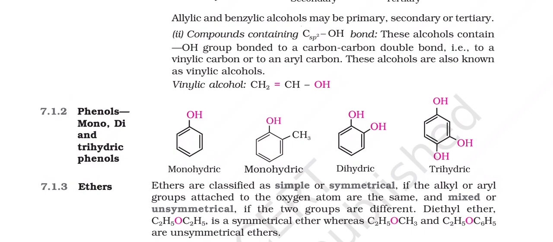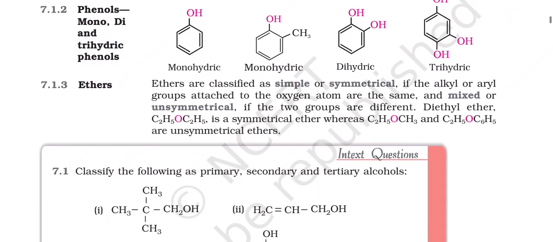Compounds containing Csp2-OH bond. These alcohols contain an OH group bonded to a carbon-carbon double bond, that is, to a vinylic carbon or an aryl carbon. These alcohols are also known as vinylic alcohols. Phenols: mono, di and trihydric phenols.